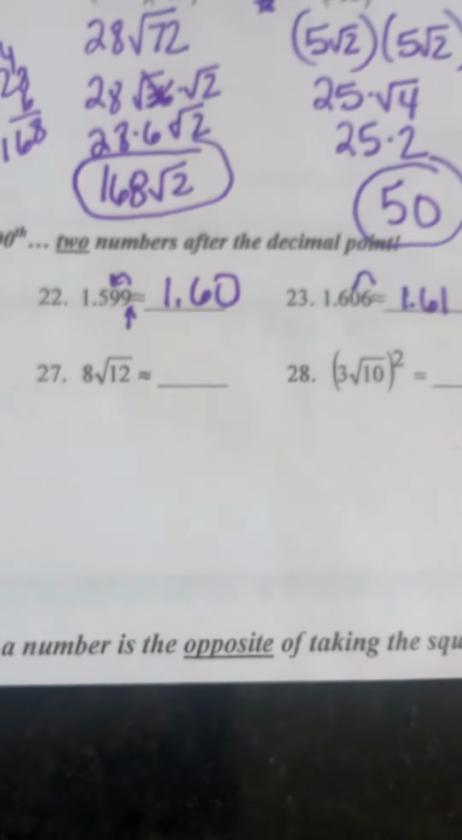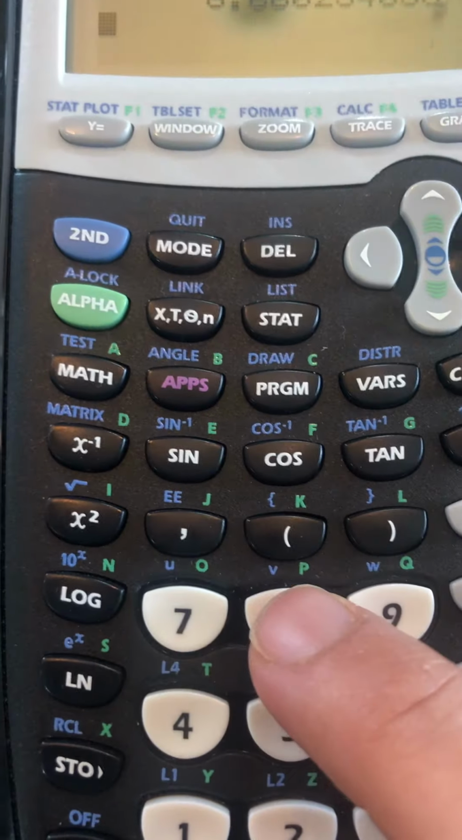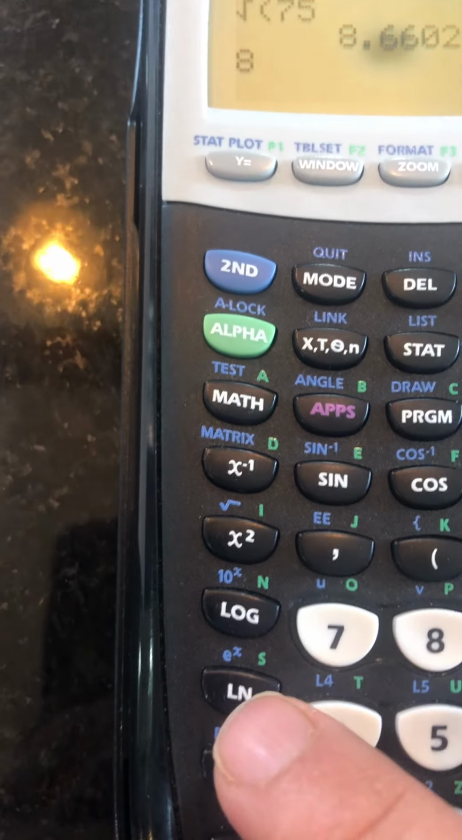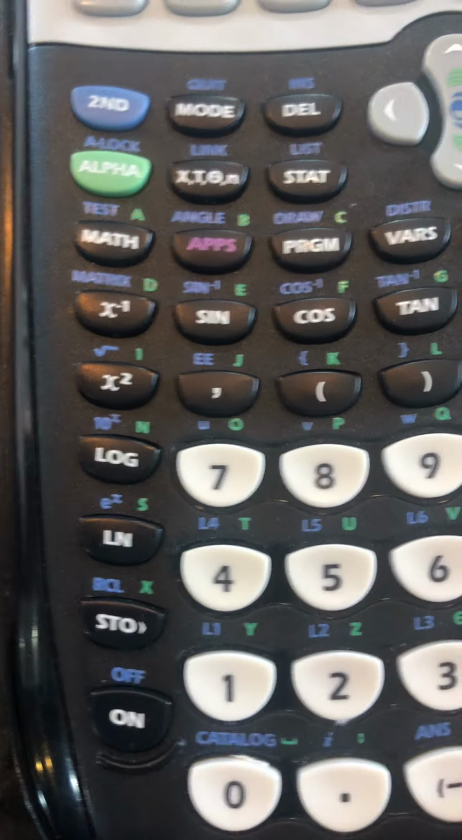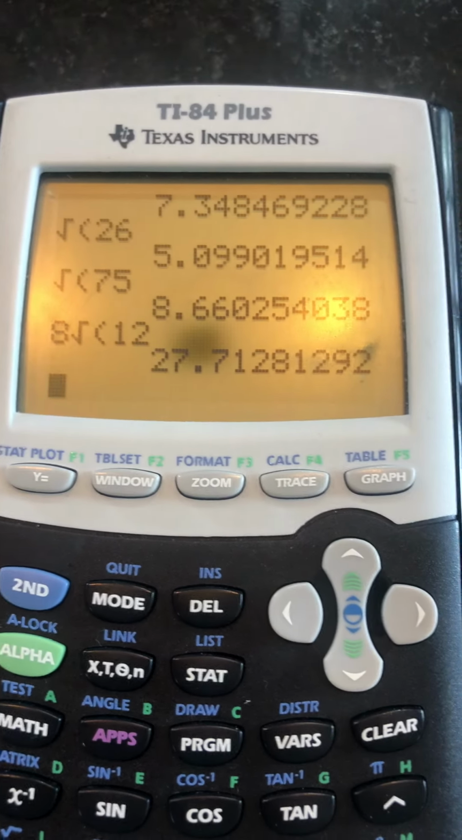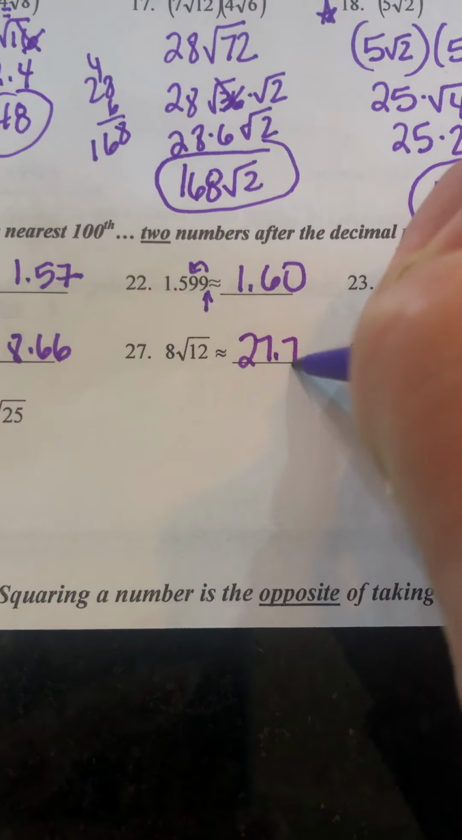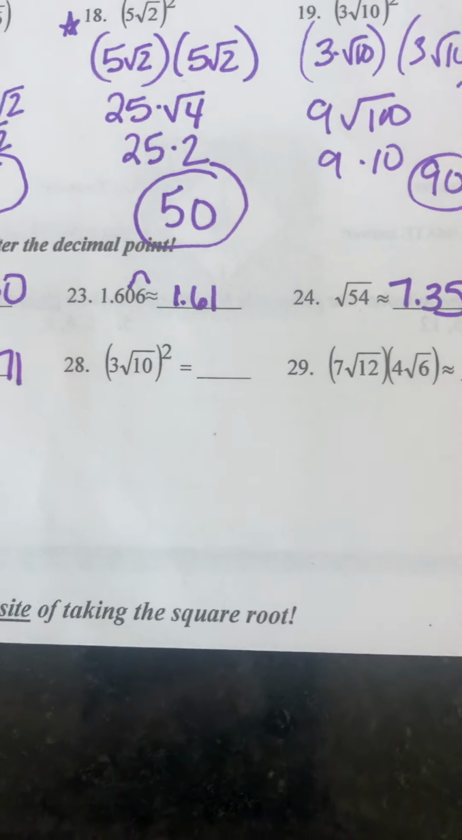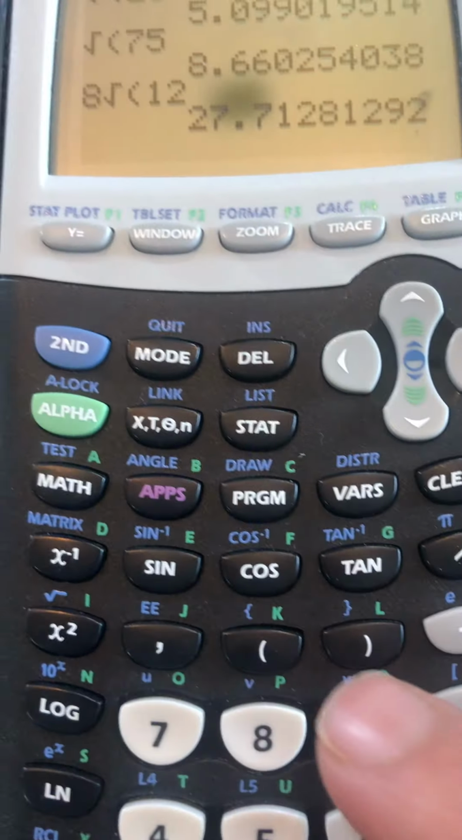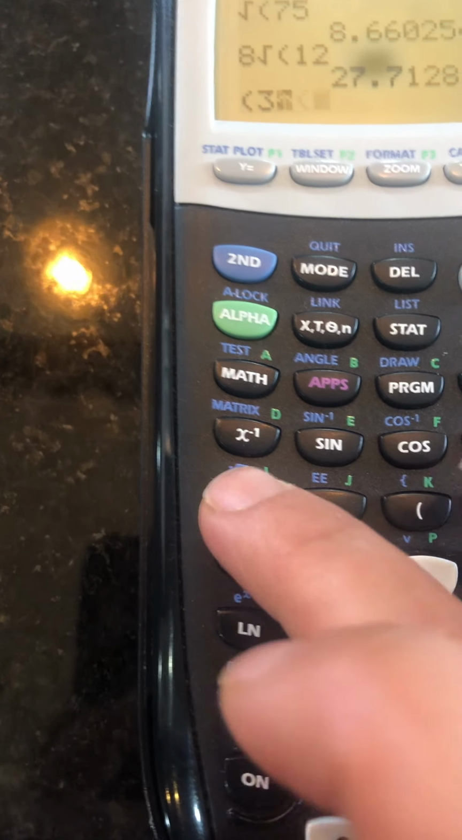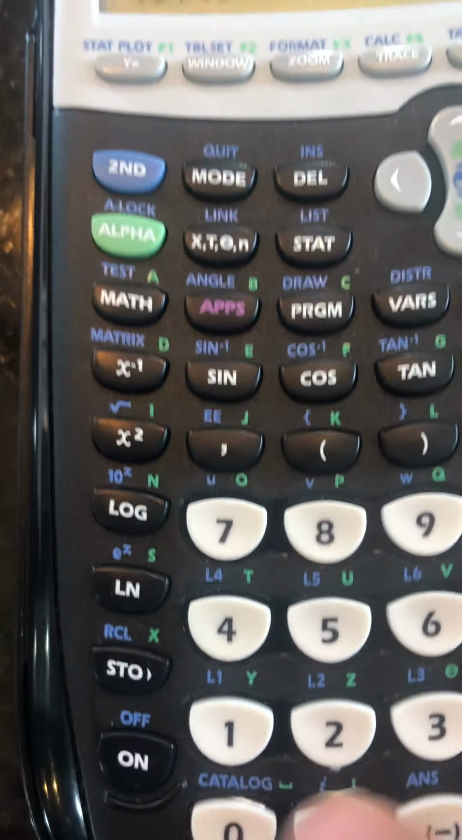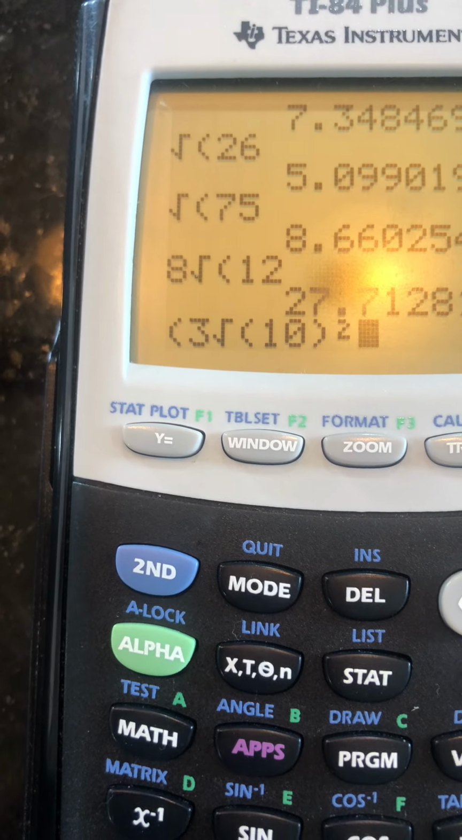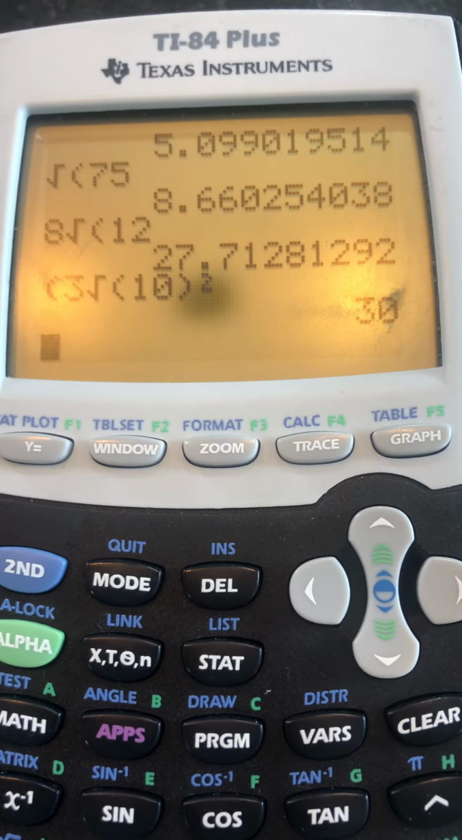Next one's got a number in front, 8 root 12. I can type that in just as is, 8 square root 12. Enter. 8 square root 12, 27.71. Couple more. 3 root 10 quantity squared. I can use the parentheses keys. Parentheses 3 root 10 quantity squared. You can see it types in just like that. And then if I hit enter, 30.